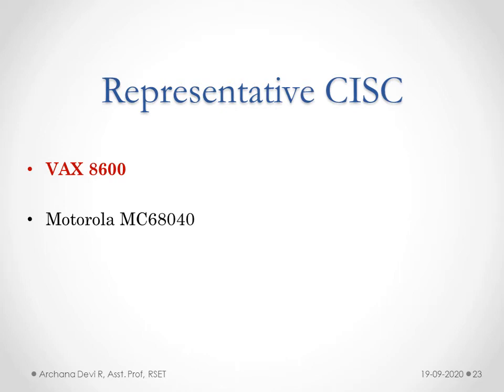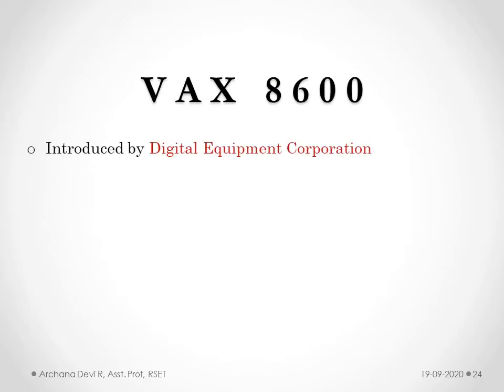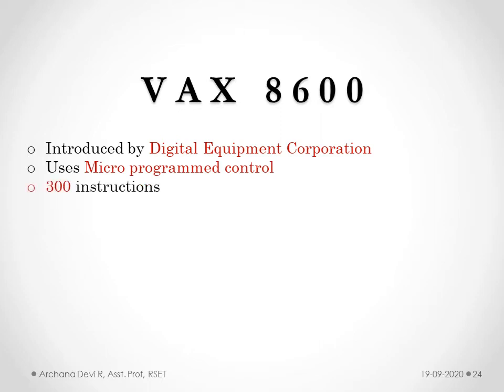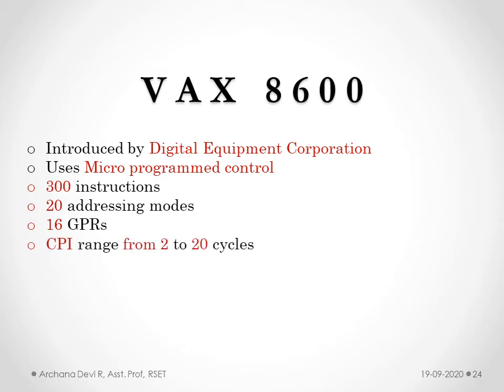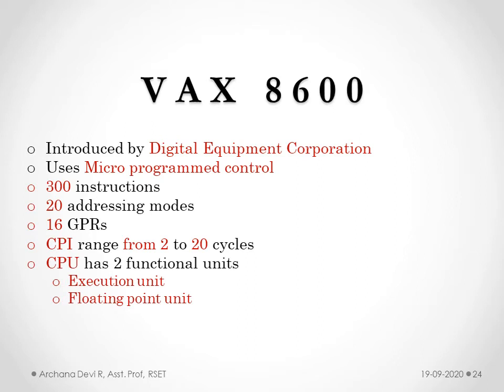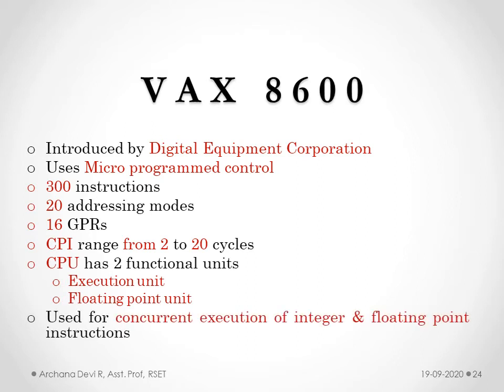First let's start with VAX 8600. Let us look at some of the main features of this architecture. It was introduced by Digital Equipment Corporation. It uses a microprogrammed control unit, which we have already seen. Altogether it supports 300 instructions and has 20 addressing modes. The number of general purpose registers is 16. The CPI ranges from 2 to 20 clock cycles, and the CPU mainly has two functional units, one execution unit and a floating point unit, used for concurrent execution of both integer and floating point instructions.